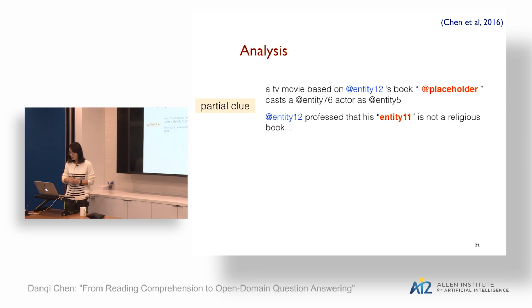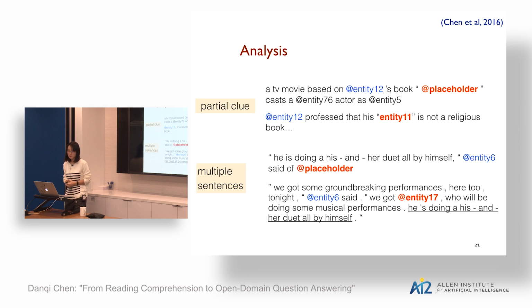Okay, the next case we define as partial clue: we cannot find an exact sentence in the paragraph that's a paraphrase of the question, but we can get some clue from the sentence based on the properties of the entities. So the question is about a TV movie based on Entity 12's book, placeholder cast Entity 76 actor as Entity 5. And the paragraph mentions that Entity 11 is not a religious book. So we can probably infer that the question is asking about a book, and Entity 11 is a book. So it's probably the answer that we are looking for.